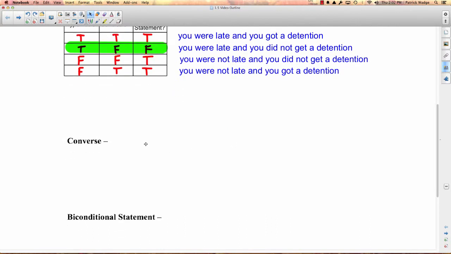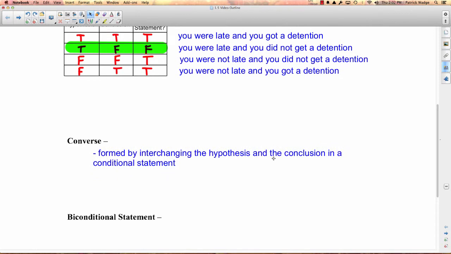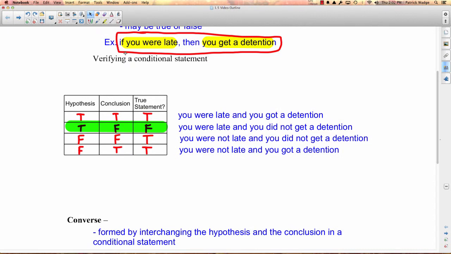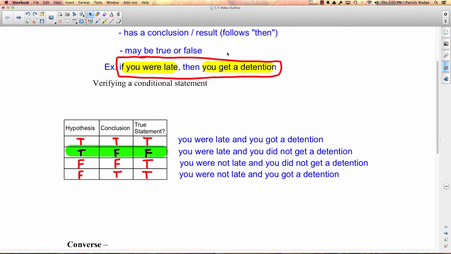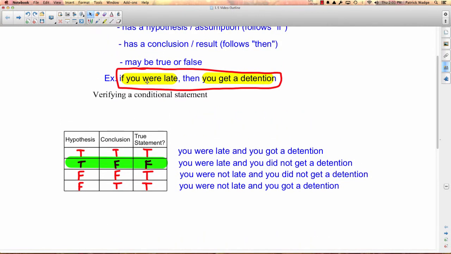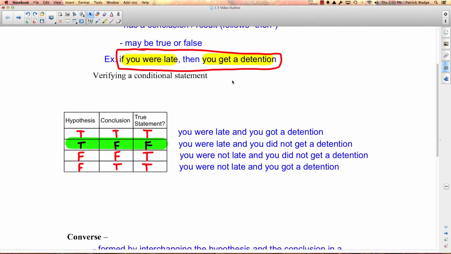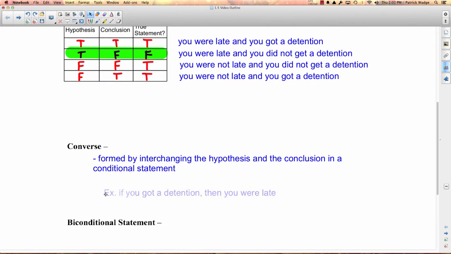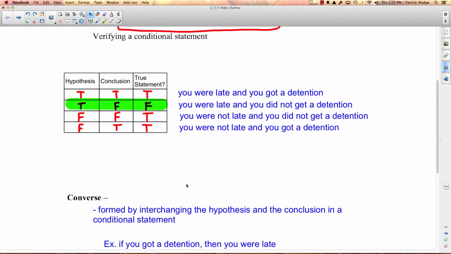A converse statement is formed by interchanging the hypothesis and the conclusion in a conditional statement. So for example, if we look back here at this statement in the red box, if you were late, then you get a detention. The converse is you just switch them around. You put the conclusion into the hypothesis position and the hypothesis into the conclusion position. So you're going to get, if you get a detention, then you were late, is what the converse would be. If you got a detention, then you were late.